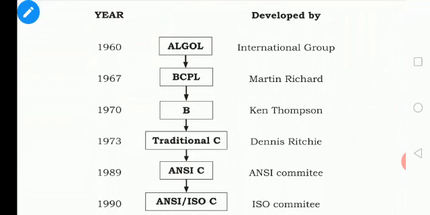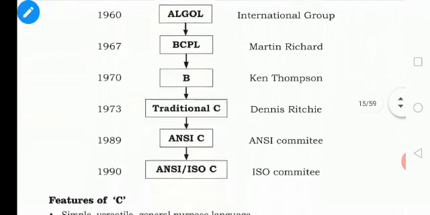From that, in 1967, BCPL was developed by Martin Richards. Then in 1970, B was developed by Ken Thompson. Then in 1973, traditional C emerged through Dennis Ritchie, whom we consider the father of the C language. In 1989, ANSI C came from the ANSI committee, and in 1990, ANSI and ISO C came from the ISO committee.